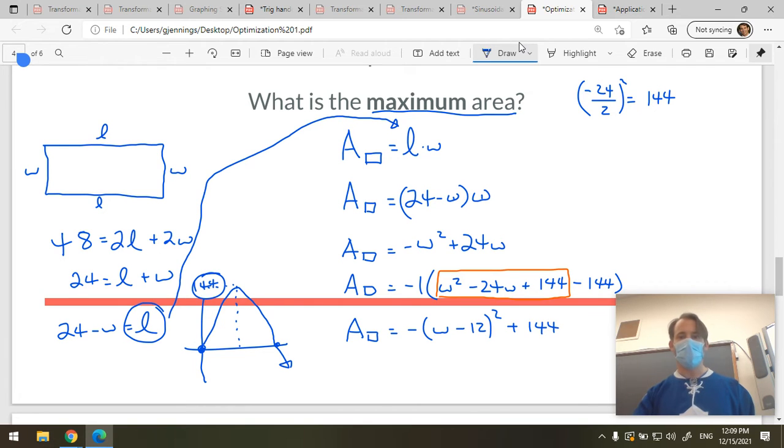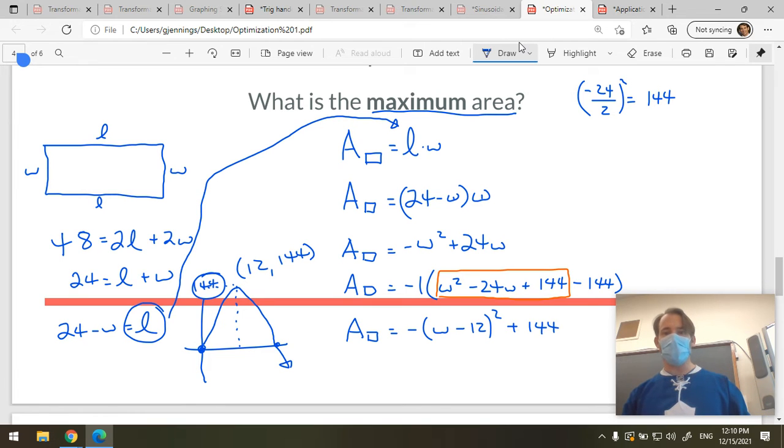Notice that the output, the y value of the vertex, this is the point 12, 144. Okay, if that's 12, 144, see, because this is a sign flipper, the negative 12 sign flipper, so it's positive 12 is the location of the vertex. The y value is 144. So what's the area of the pen? I have 48 meters of fencing. The width is 12. The length is 12. The area is 144.